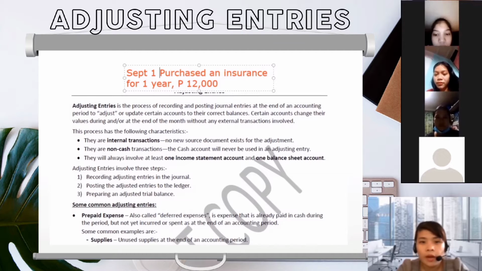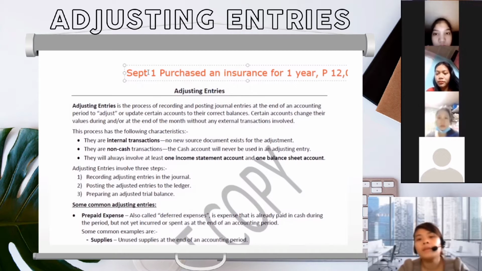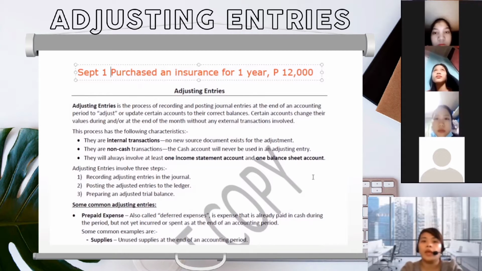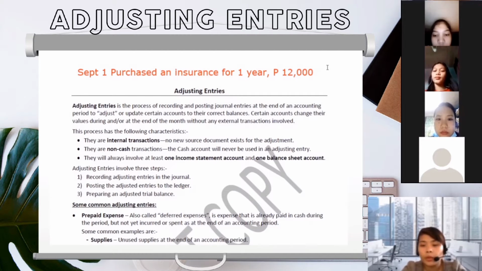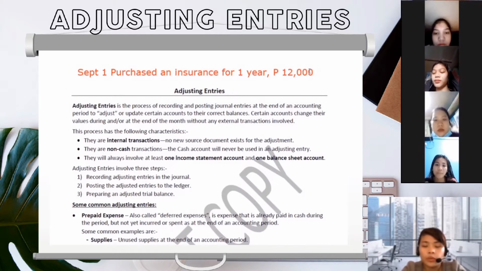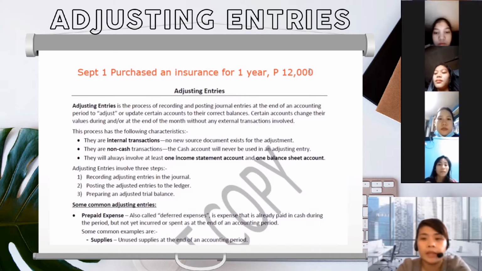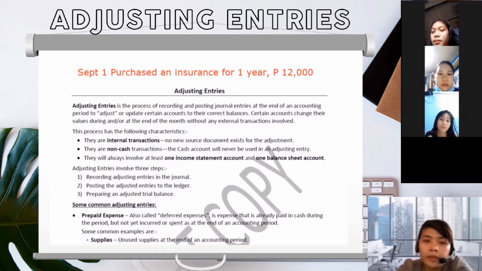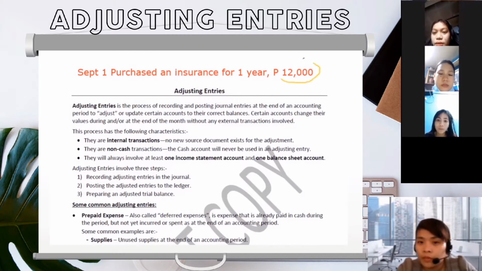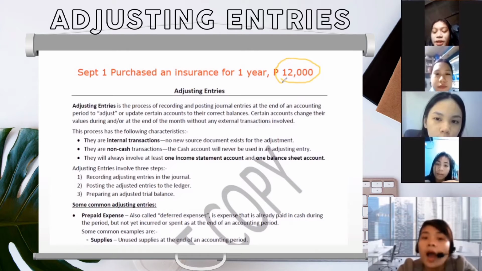So now, the books closed in December. My question is, was the 12,000 used for the whole year? If it is 12,000, class, how much per month is the insurance we are talking about here? How many months in a year? 12. Yeah, 12. So if it is 12,000, how much per month? 1,000. Very good, Ira.